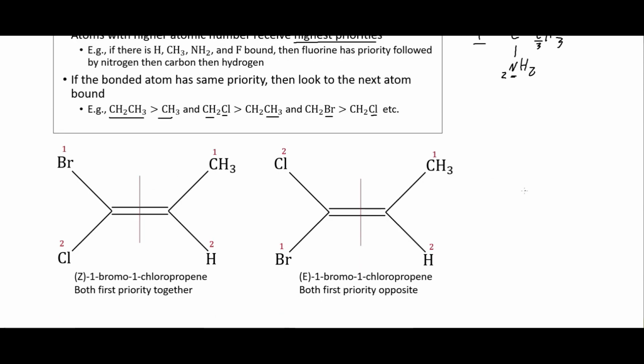And so what we want to do is look at the priorities for what's bound to this carbon. And so we have this is higher priority than the chlorine. Then we look at the priority of things bound to this one. This is a higher priority than the hydrogen. And so the two things that are higher priority are pointing in the same direction. I put this red line here, by the way, just to show that we want to look at the priority of things bound to the two carbons separately. But anyway, we see that the things with a higher priority are both pointed in the same direction.